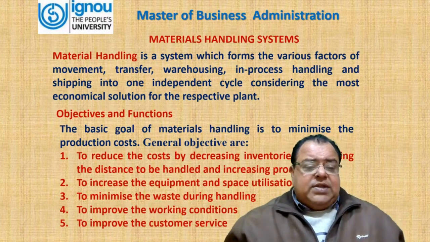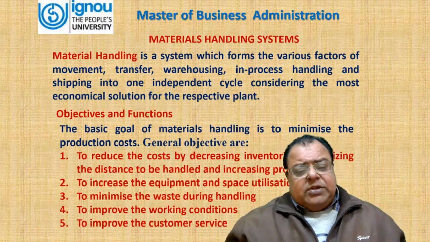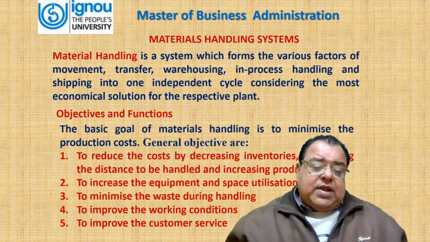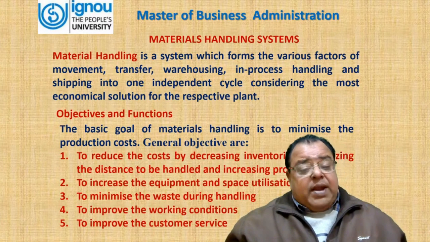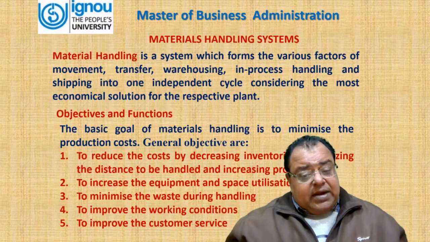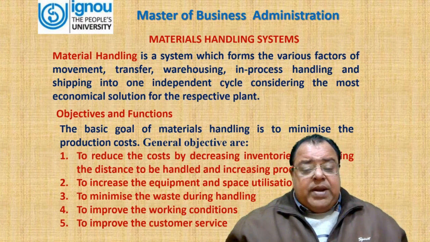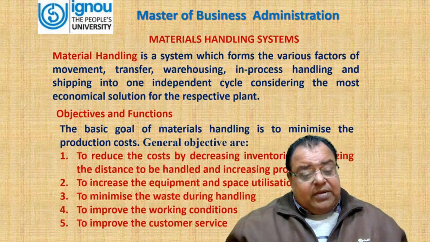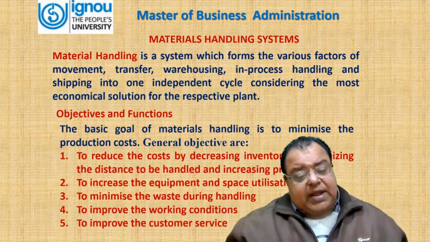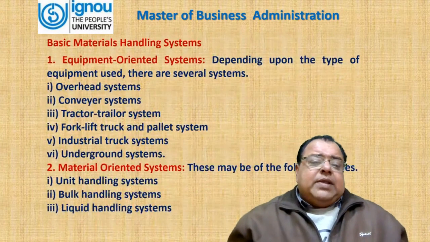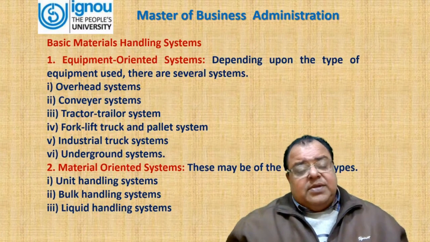Objectives and functions. The basic goal of material handling is to minimize the production cost. And general objectives are to reduce the cost by decreasing inventories, minimizing the distance to be handled, and increasing productivity, to increase the equipment and space utilization, to minimize the waste during shipping, to improve the working condition, and to improve the customer service.